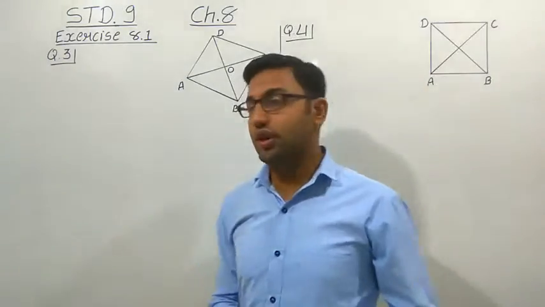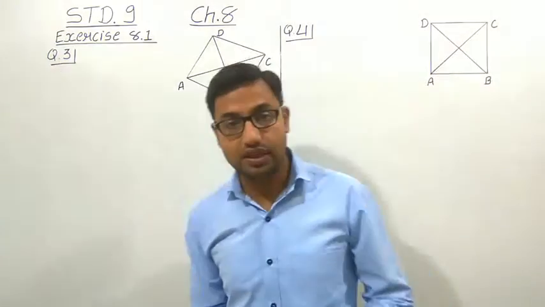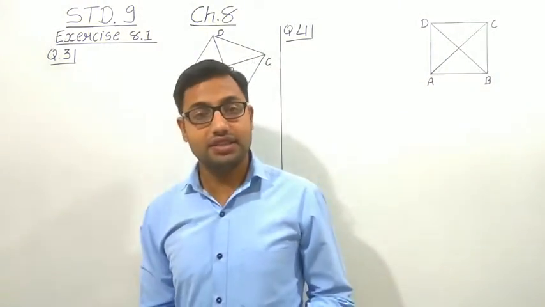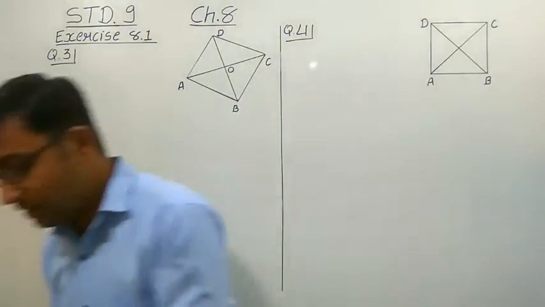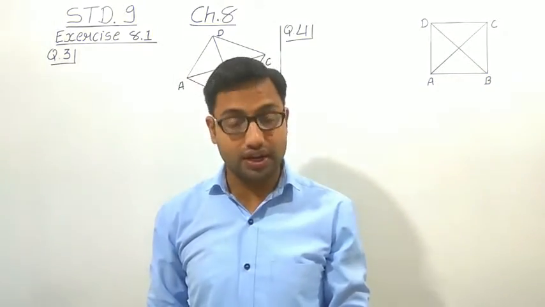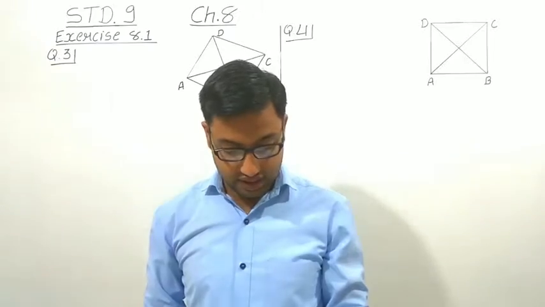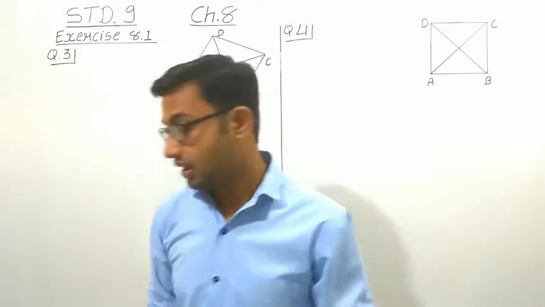Hello students, today we will study question number 3 and question number 4 of exercise 8.1. This is the topic of standard 9, chapter number 8, quadrilaterals. So what is the question? The question is: if the diagonals of a quadrilateral bisect each other at right angles, then it is a rhombus.